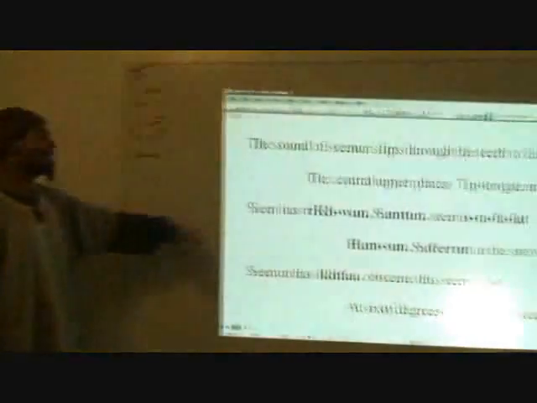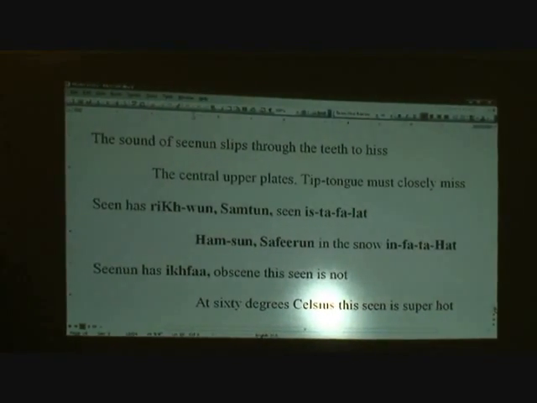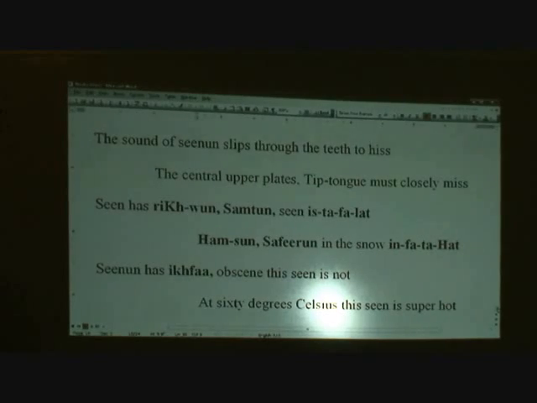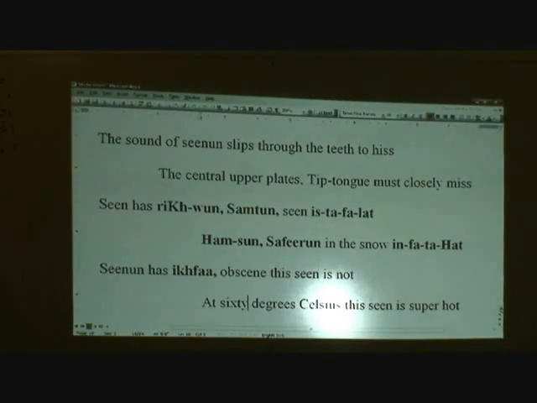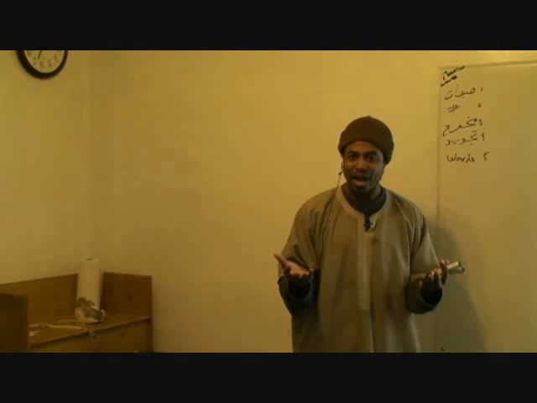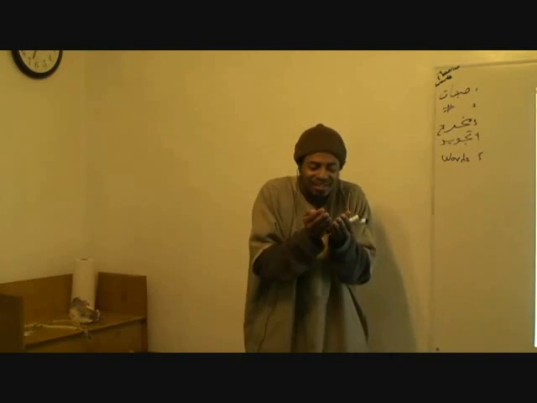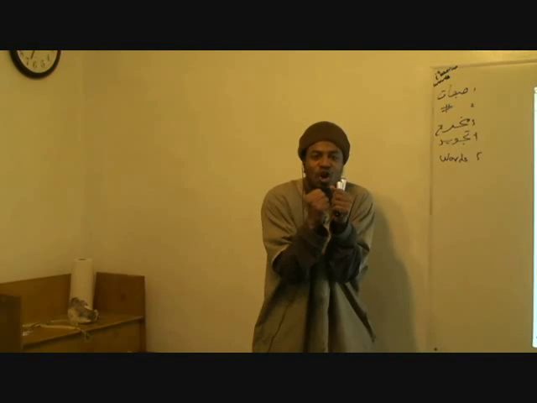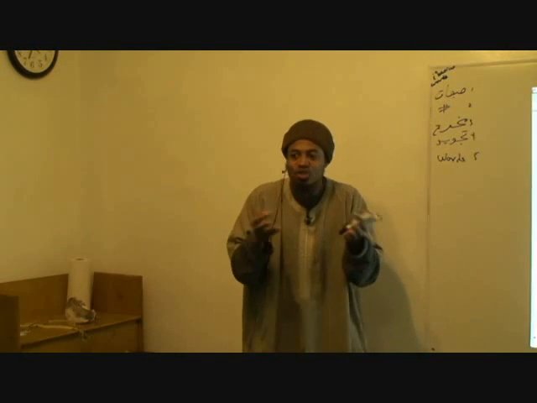Next, going down, it says "sinun has rikhwun, samtun, sin istafalat." Sin has istifal. Istafalat is from istifal. It's flat. Rikhwun is that weak. Bring it back so I can show them. Rikhwun is that spilling sound. When we talk about rikhwun, it means weakness, right? But what do we mean when we say it? We're not just going to say these sifat and just leave them. It means that it spills. It's not firm like id. Id is strong. Sin spills, so it has rikhwun.